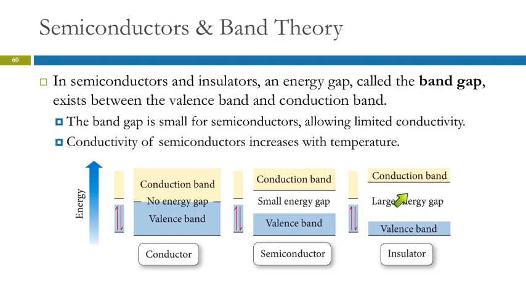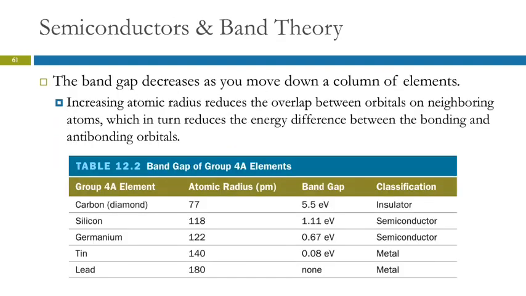So this is called the band gap. It's the gap between the bands. As you move down any column of elements, the band gap decreases. Here we're looking at group 4. So carbon in its diamond form has a band gap of 5.5 electron volts. It's an insulator. That's a big difference.